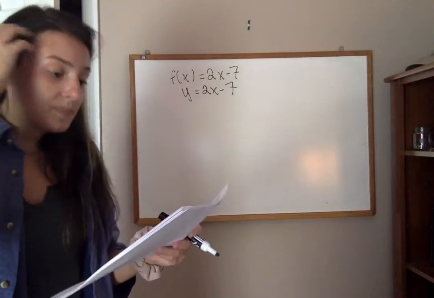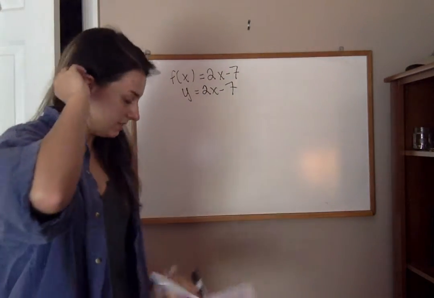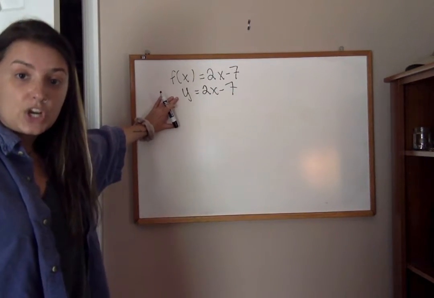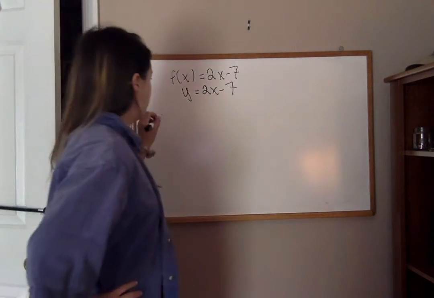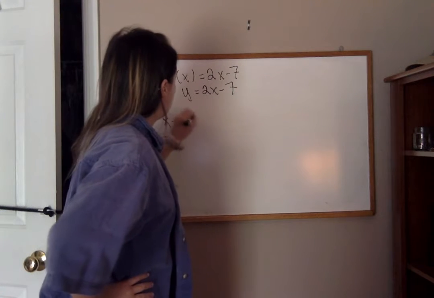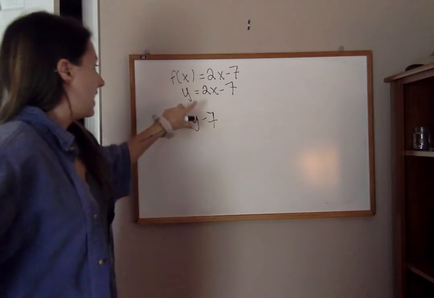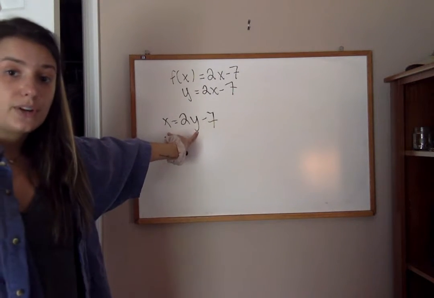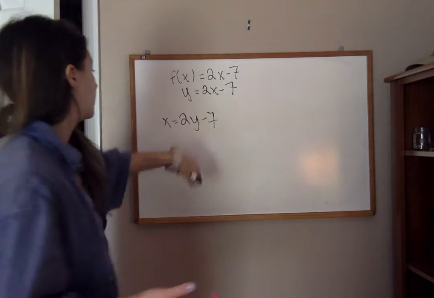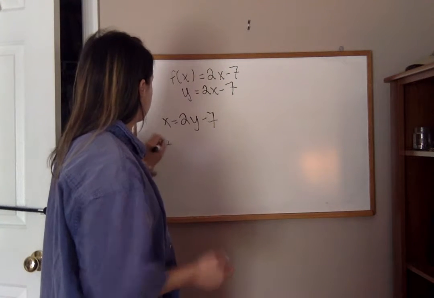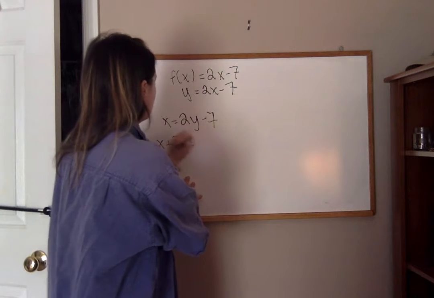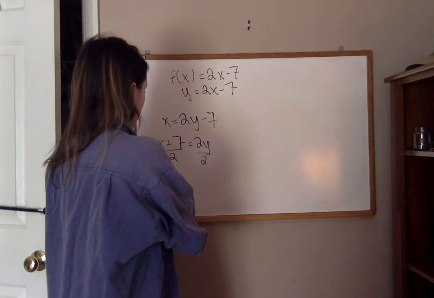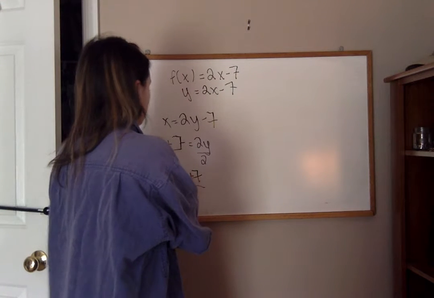Okay, so how I find the inverse, what you do here is you swap your x and your y. Okay? So we have x equals 2y minus 7. I just swapped my two variables. Okay, so you take your new equation you have here, solve for y. So I have x plus 7 equals 2y, divided by 2, divided by 2. Y equals x plus 7 over 2.